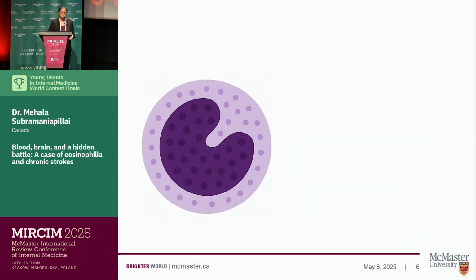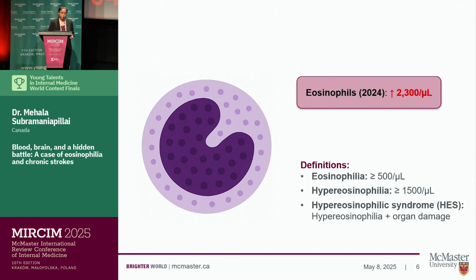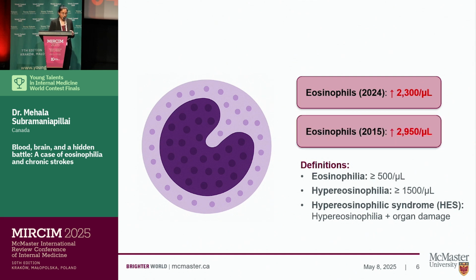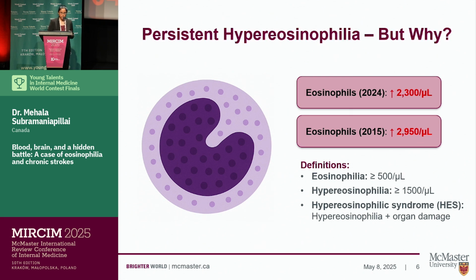Then came the labs, which revealed a key clue: eosinophilia. Looking back into John's history, we realized that this was not new. In fact, he's had eosinophilia dating back to 2015 when he immigrated to Canada. So we're looking at persistent hypereosinophilia, but why?